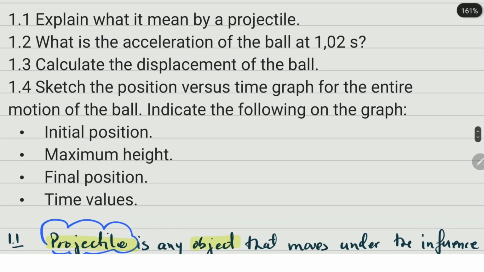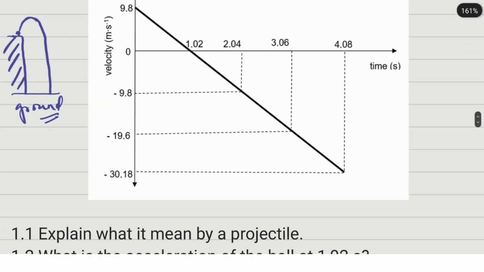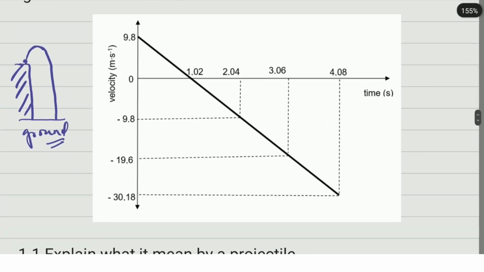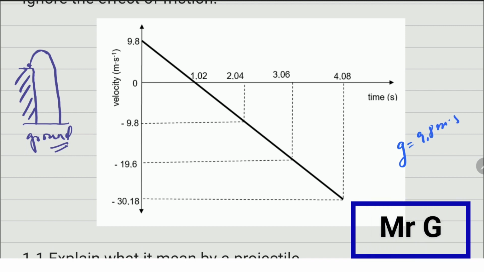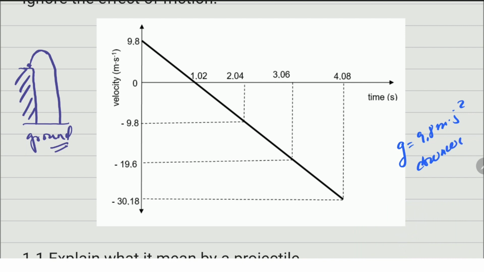Question 1.2, what is the acceleration of the ball at 1.02 seconds? It does not matter where they ask you for the acceleration of the projectile. The projectile is moving under the influence of gravitational force only, so the acceleration through the entire motion is going to be 9.8 meters per second squared downward. So you must write the direction, okay? People tend to forget the direction and they will lose a mark in the exam.